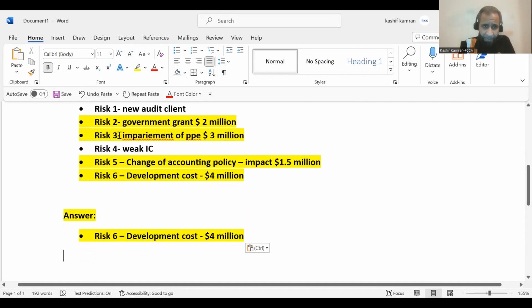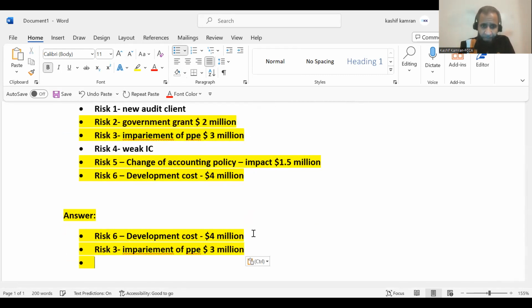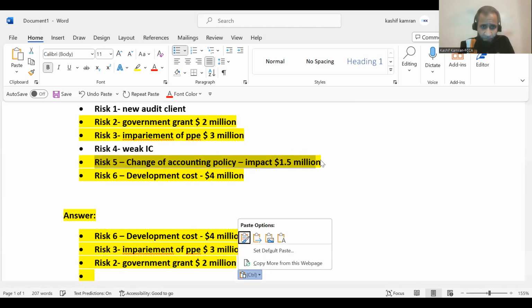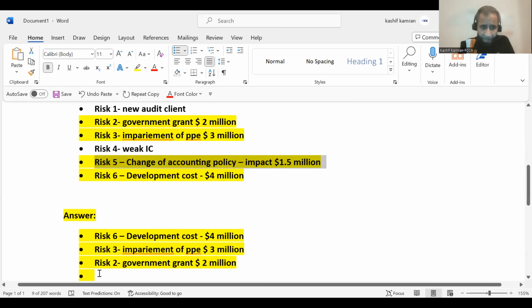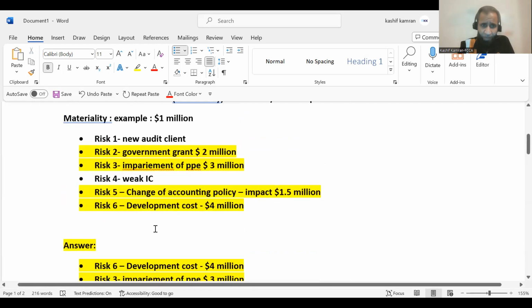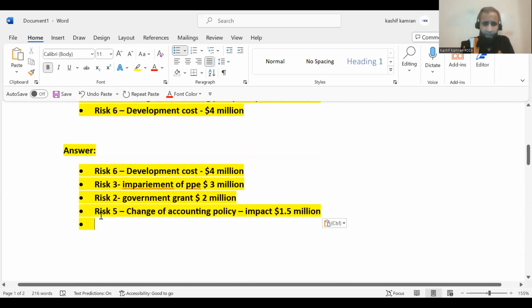So when I write my answer, I'll take development cost as my first risk in my list, at 4 million. Then I'll take impairment as my second risk, at 3 million. Then I take my third risk, which is the government grant, 2 million. And then I take my fourth risk, which is the change of accounting policy at 1.5 million. So I've just got them in order of high to low amount. And then I need to write my fifth risk, to wrap up the answer. So I can choose any one, weak internal controls or new audit client. So I put the new audit client at number 5.